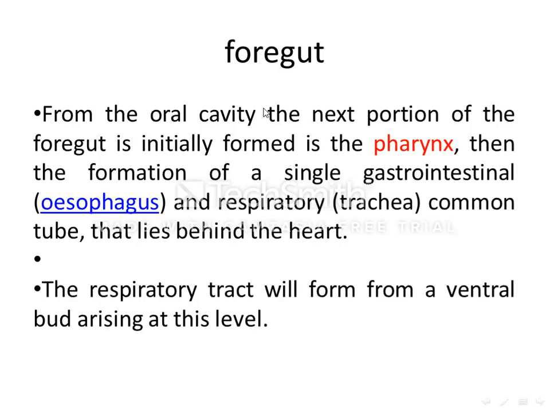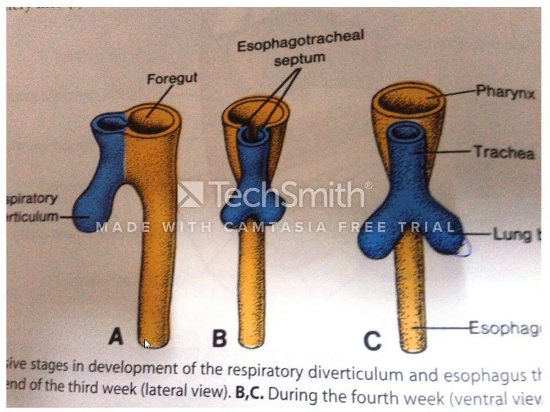The first part of the GIT is the foregut. From the oral cavity, the next portion of the foregut initially formed is the pharynx. Then there is the formation of a single gastrointestinal part, esophagus, and respiratory trachea as a common tube that lies behind the heart. The respiratory tract will form a ventral bud arising at this level. So the foregut and the trachea begin as a common tube.